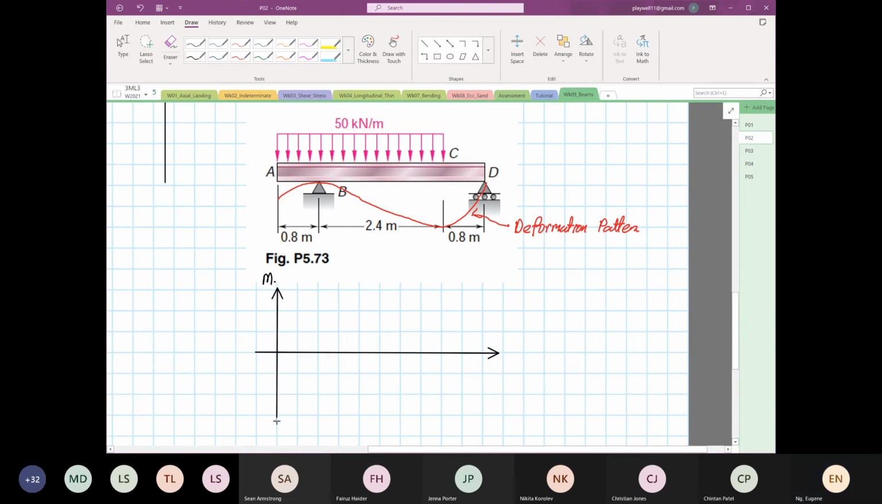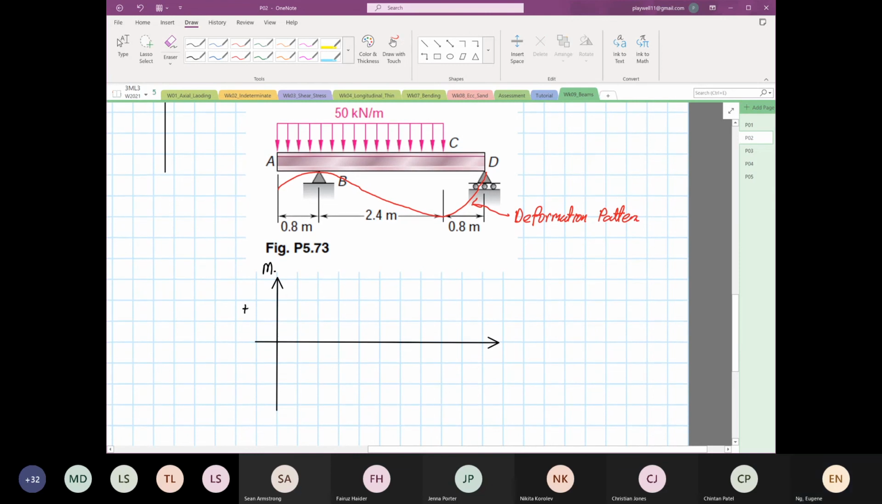Bending moment can be positive. Bending moment can be negative, right? But what does it actually mean to be a positive bending moment and a negative bending moment? Anyone, please. What does it actually mean?